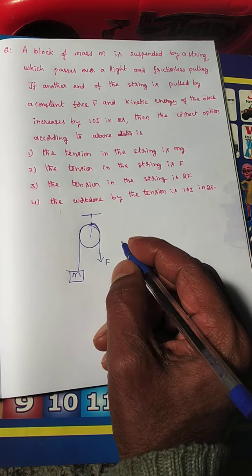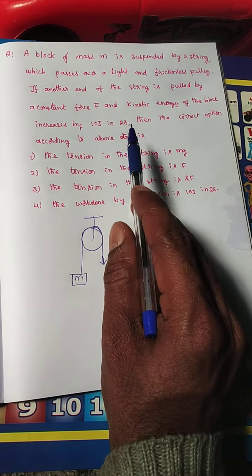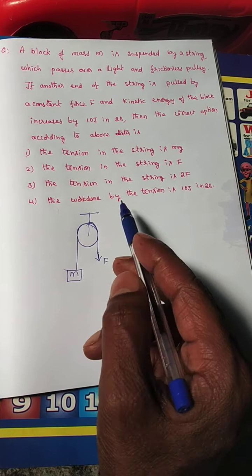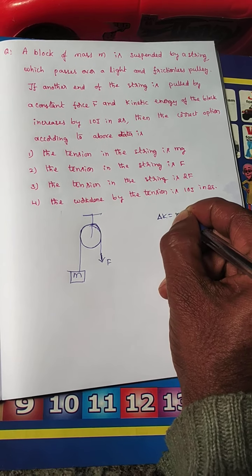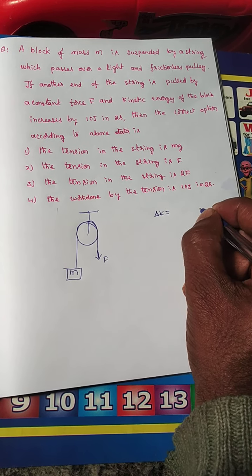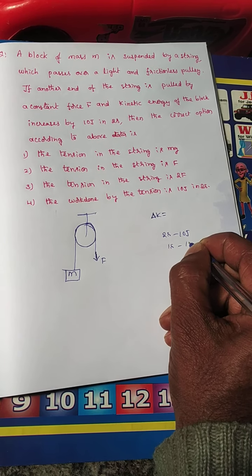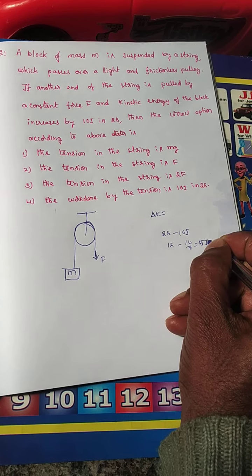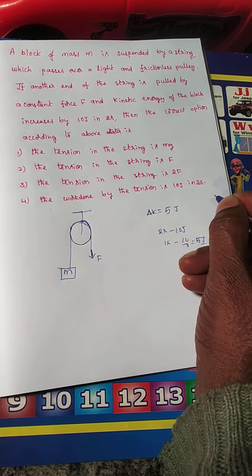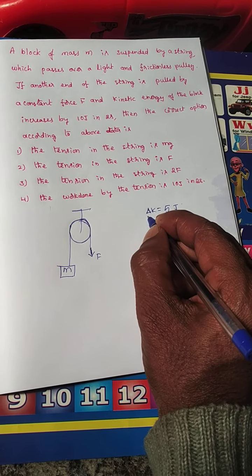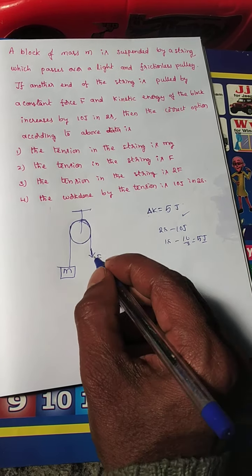A constant force F is acting, and as a result the kinetic energy of the block increases by 10 joule in 2 seconds. So the change in kinetic energy is 10 joule in 2 seconds. In 1 second, 10 by 2 is equal to 5 joule increase. So delta K by delta T is equal to 5 joule per second, and this increase is because of the application of this force.